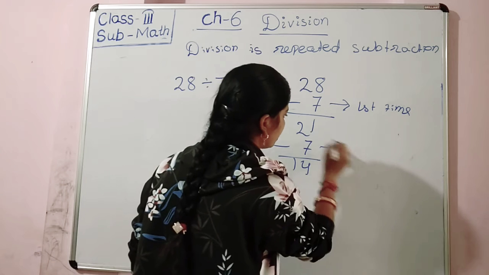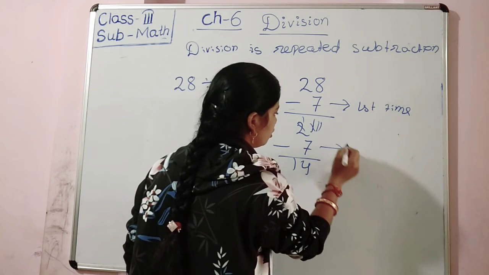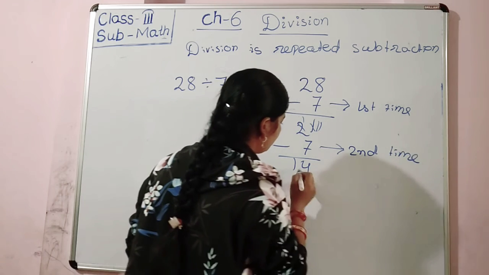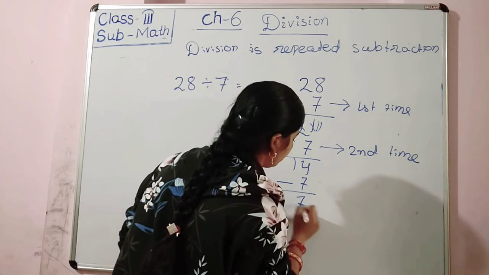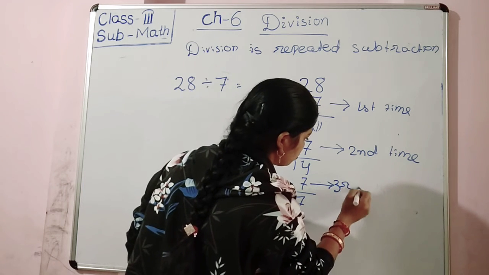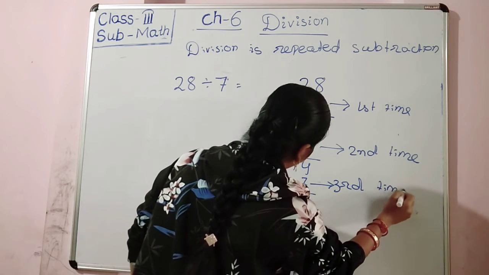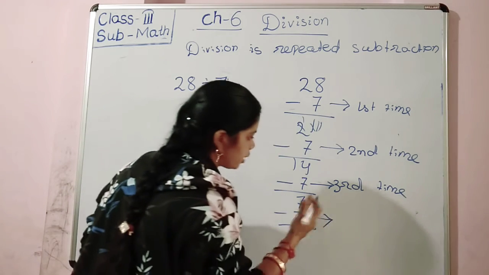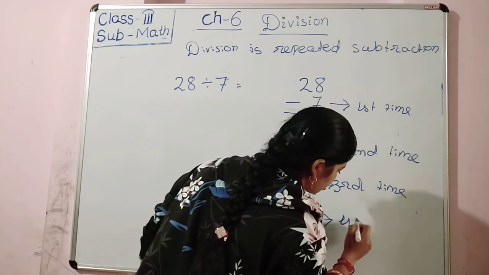14. It is the second time subtraction. फिर से minus 7. It is 7. देखो it is the third time subtraction. Next 7 minus 7, 0. Okay, 0 होने तक हमको subtract करना है. It is the fourth time subtraction.